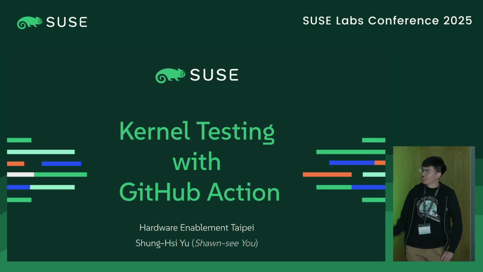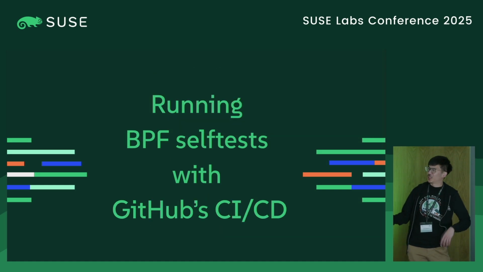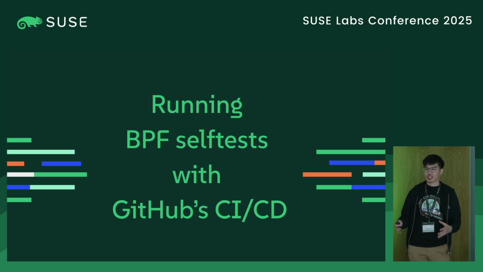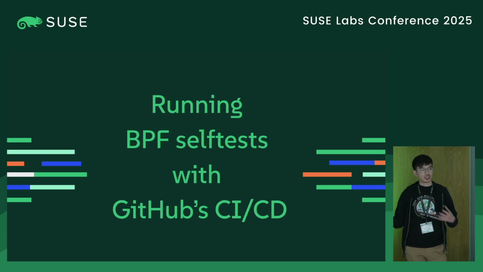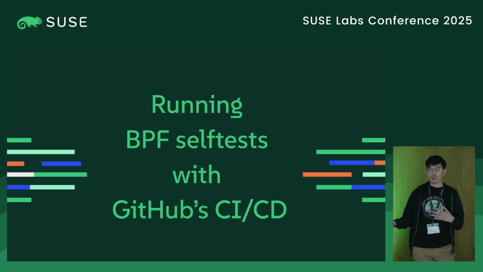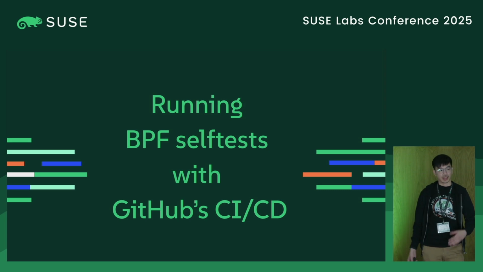So my talk is kernel testing with GitHub Action, which is basically running BPF self-test. BPF self-test is a test suite for BPF testing for the Linux kernel. It's part of the Linux kernel source code and it's integrated, and the upstream BPF maintainers have a very strict rule on making sure the features and the bug fixes have a corresponding test in the BPF self-test. I would say it's quite well maintained.